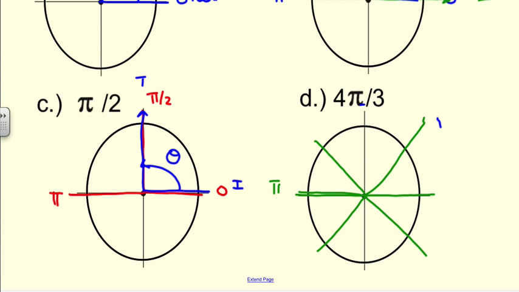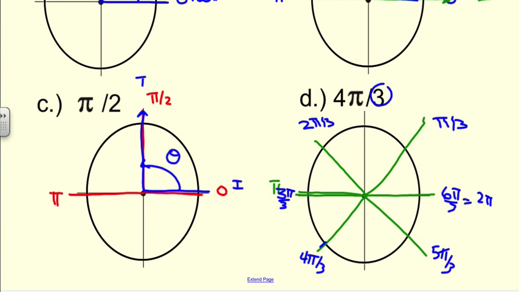1, 2, 3. So this would be the angle pi over 3, 2 pi over 3, 3 pi over 3, which remember reduces down to pi, and then 4 pi over 3. If we continued on, this would be 5 pi over 3, 6 pi over 3, which reduces to 2 pi. So I'm splitting up whatever the denominator is. So now let's create that angle. We start off with our initial side of 0, and our terminal side is right down here at 4 pi over 3. So there is our angle for theta.